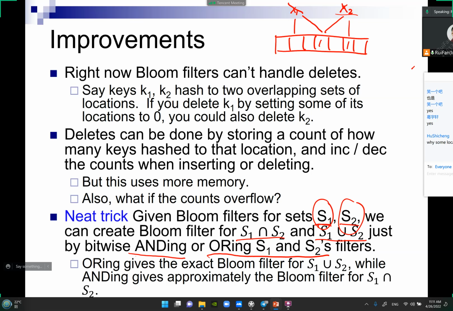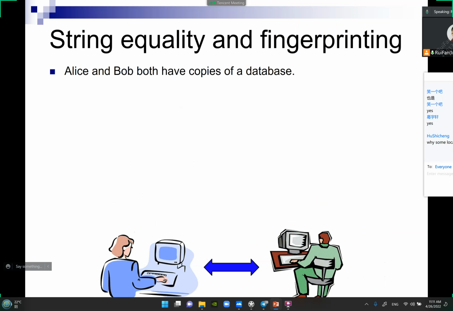All right, so then in that case, I'm going to start a final topic. Now we're going to see how to use randomization when we want to do string matching, or well, string equality first. This is also called fingerprinting.